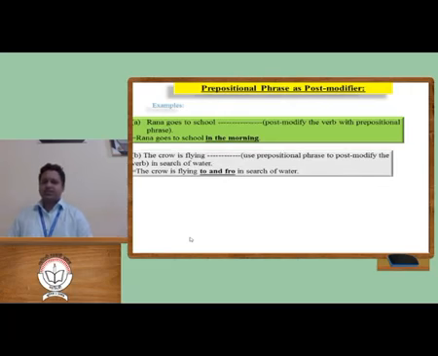My next example is: the crow is flying. Use a prepositional phrase to post modify the verb: in search of water. So the crow is flying to and fro in search of water. Here my verb is flying. I have used to and fro after the verb flying. That's why to and fro is a prepositional phrase. It acts as a post modifier here.